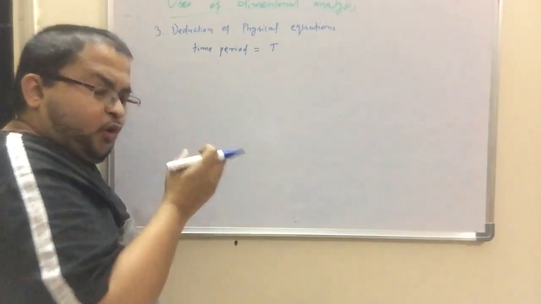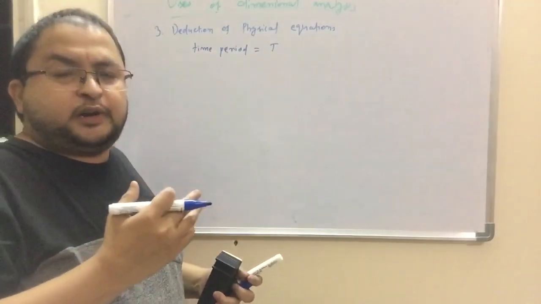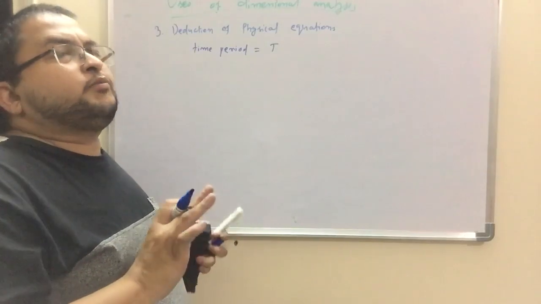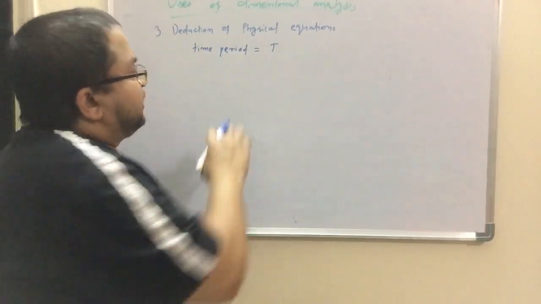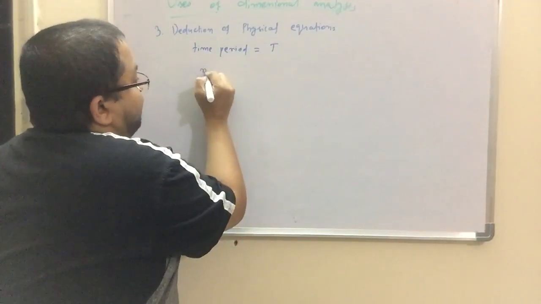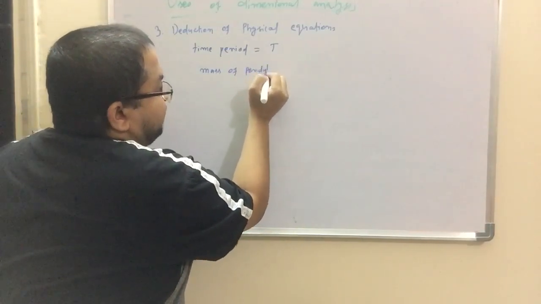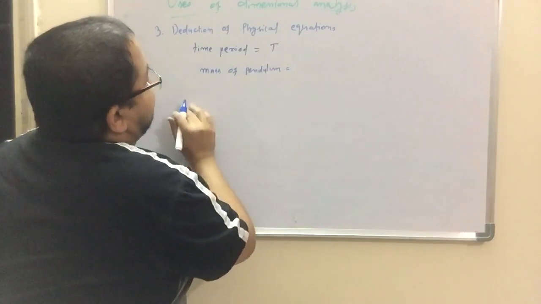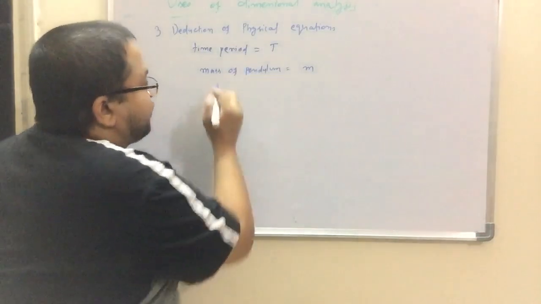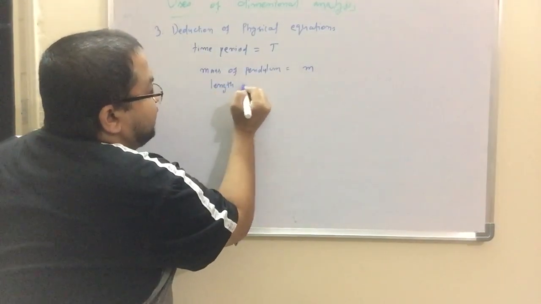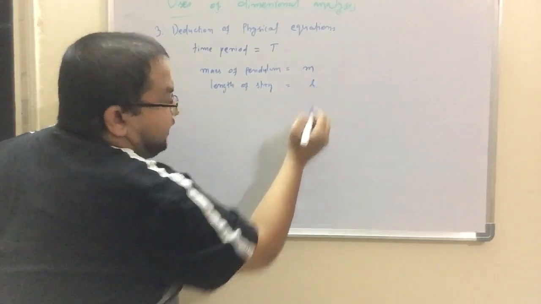Okay, so obviously when I have attached a string and I have given a tap to it, let me assume that by making an educated, logical guess, it looks like this time period may depend on the mass of the pendulum, right? Let me denote it as m. It may also depend on the length of the string. Let me denote it as L.